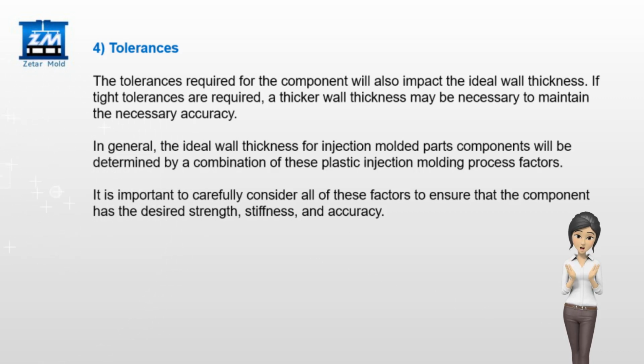In general, the ideal wall thickness for injection molded parts components will be determined by a combination of these plastic injection molding process factors. It is important to carefully consider all of these factors to ensure that the component has the desired strength, stiffness, and accuracy.